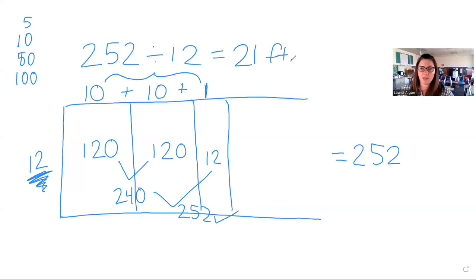So the way that we use this is we really kind of chip away using easier pieces to get to that total of 252 in this case. So that's one way to use an area model. So I am going to clear my board so that I can then show you an example of a ratio table.